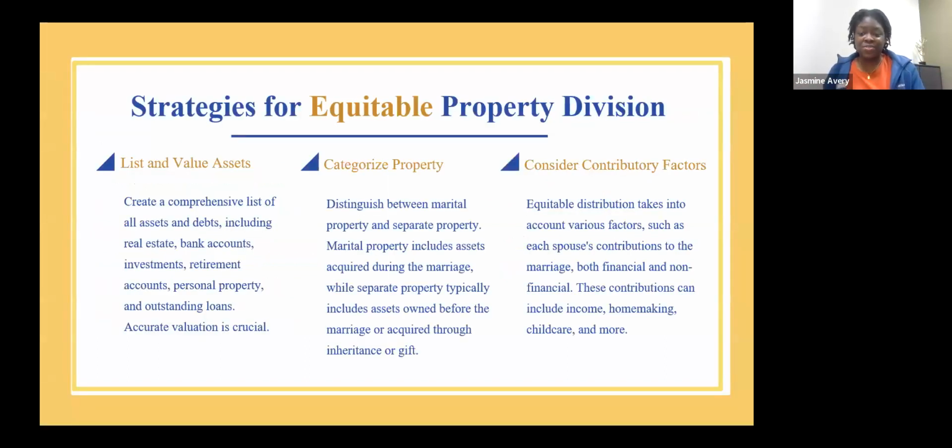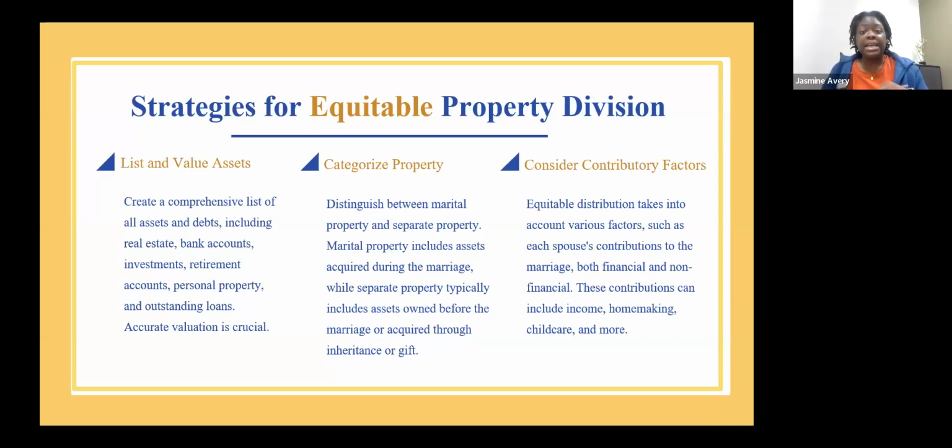So here are some strategies for equitable property division. First thing, list and value the assets. You're not going to want to go into this blind. You're going to want to make sure that all of the community property and even separate property that there is is all accounted for. No one wants to rush into a decision and then years later realize there was some secret account or the value of a ring was more than you thought it was and you didn't want to give it away. You want to make sure you list out everything and have a really clear picture of what is there to be divided.